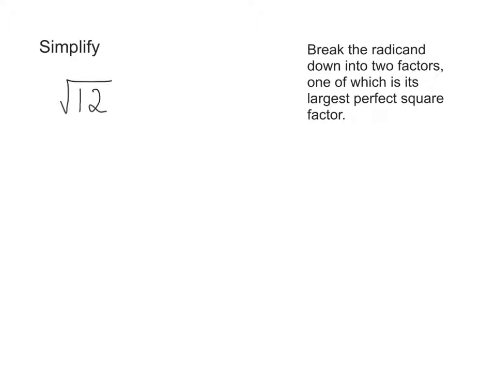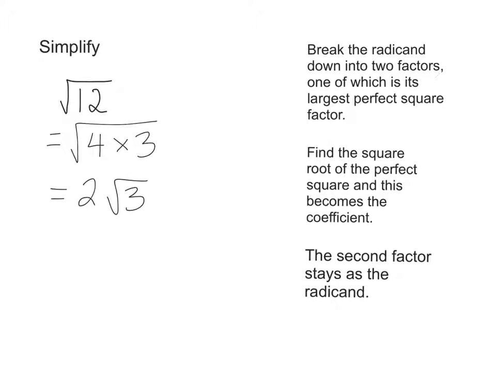So 12 is 4 times 3. We're going to break the 12 down into 4 times 3. And then all you need to do is take the square root of the perfect square factor. That becomes the coefficient. So 2 goes on the outside, 3 stays on the inside. This is relatively easy, as long as the numbers are small. It can get tricky if the number's really big, and maybe we'll look at some strategies later for working with really large radicands. But basically, just find the perfect square factor, and take the square root of it.